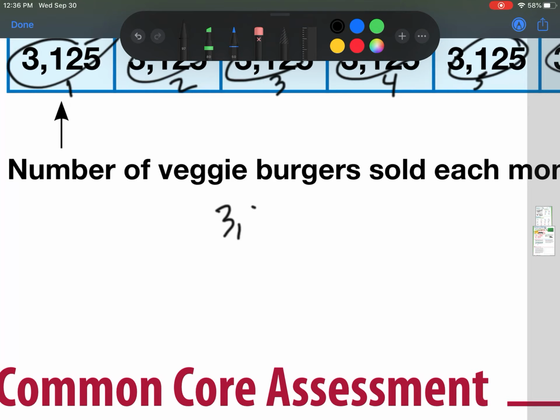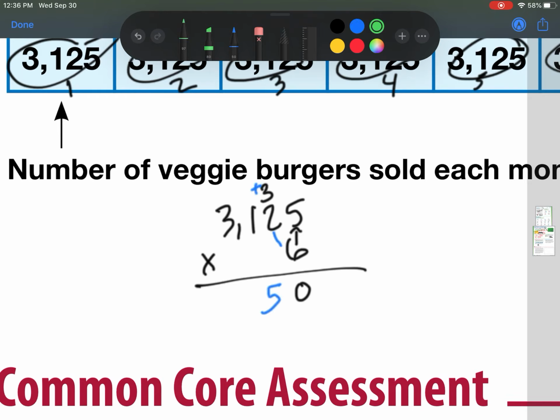We have 3,125, and we have 6 equal groups. So we're multiplying it by 6. So let's see what we get. 5 times 6 is 30. Regroup the 3. 6 times 2 is 12. Plus 3 is 15. Regroup that one. 6 times 1 is 6. Plus 1 is 7. And lastly, 6 times 3 is 18.